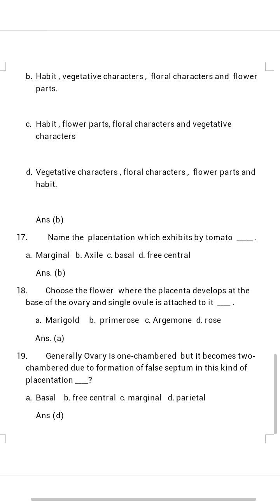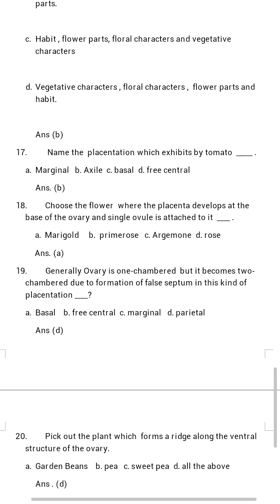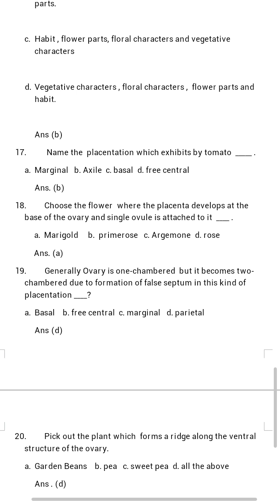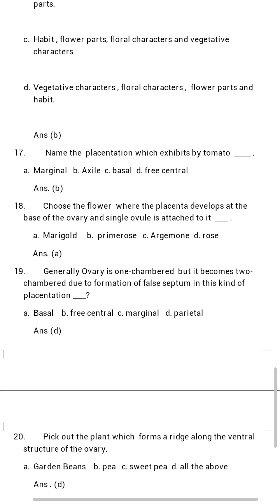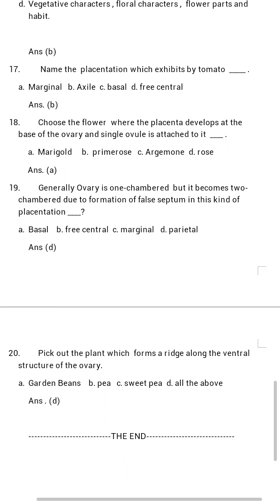Now I am moving to the next question, the 17th question. Name the placentation exhibited by tomato. Let us see the 4 options. A. Marginal placentation. B. Axial placentation. C. Basal placentation. D. Free central placentation. Students, tomato and lemon exhibit a variety of placentation, that is axial placentation. So the correct option for this question is option B.